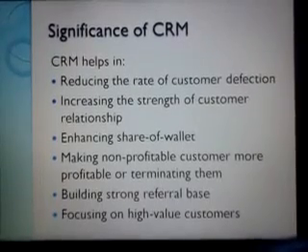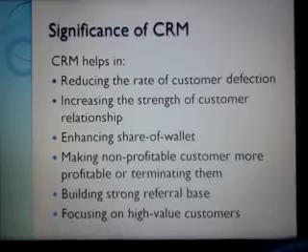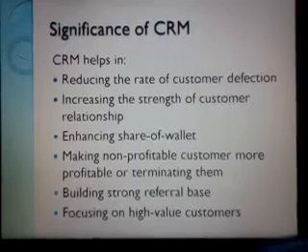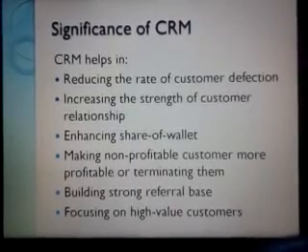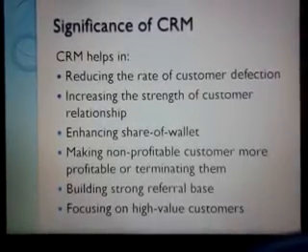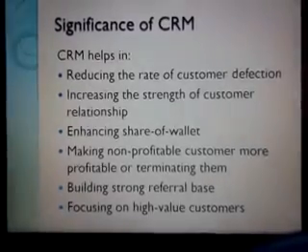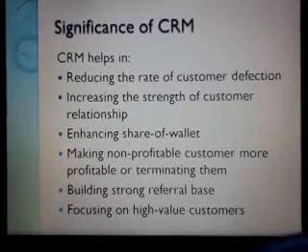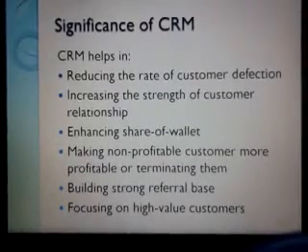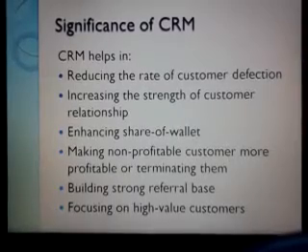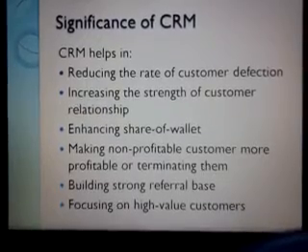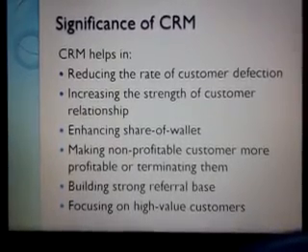Enhancing the share of wallet. The customer has a wallet, and the marketer aims to enhance its share in the customer's wallet. The marketer wants that out of all the money that the customer spends, the marketer's share should be larger in that wallet. So cross-selling and upselling can be used for enhancing share of wallet. We know what cross-selling and upselling are. Cross-selling is selling a related product to an existing customer, and upselling is selling an upgraded product to an existing customer. So the marketer can go for cross-selling and upselling if the marketer has information about the customer.